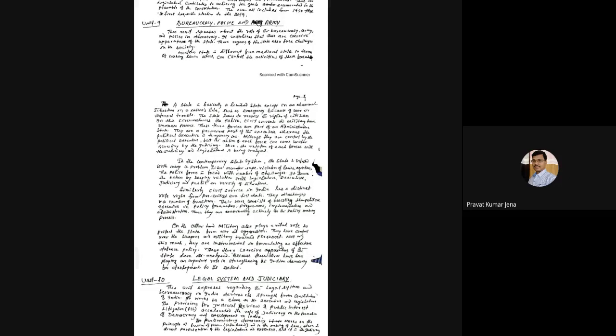Next, so far as the military is concerned, we have to see. On the other hand, military also plays a vital role to protect the state from war and aggression. They have control over the weapons and the military trained personnel. Not only this much, they are instrumental in formulating an effective defense policy. These three coercive apparatus, the police, civil servants and military, have been playing an important role in strengthening the Indian democracy for development to the extent.